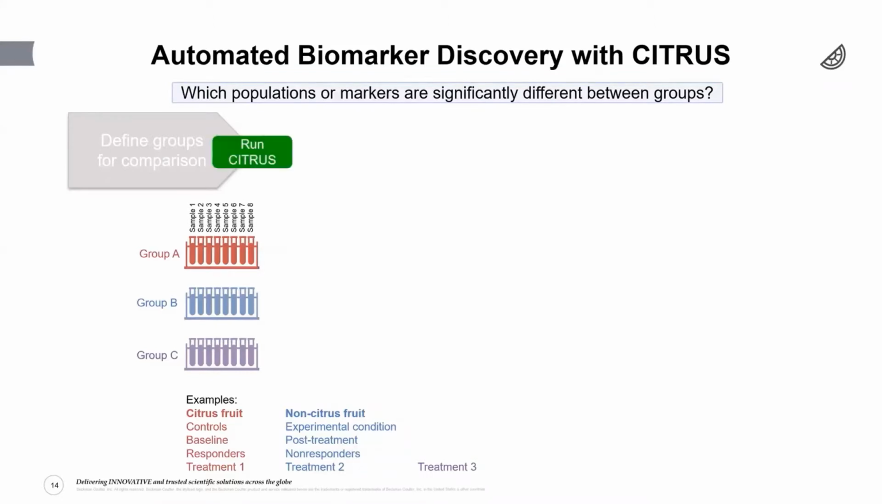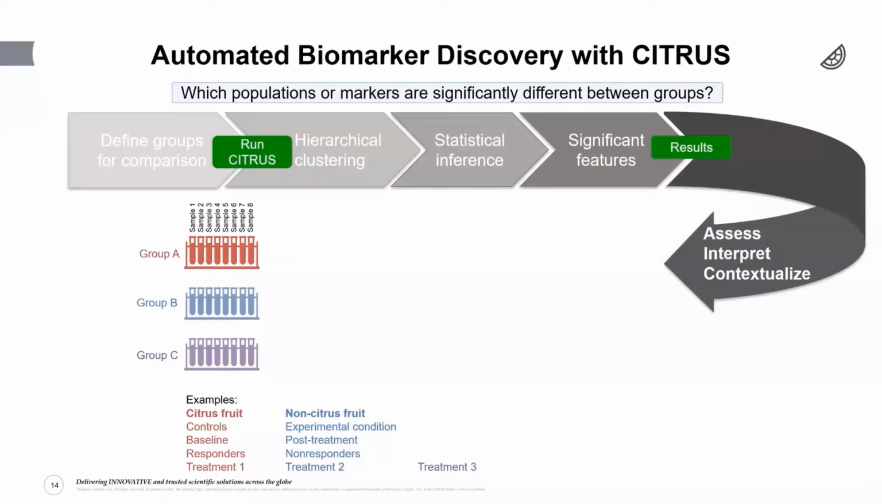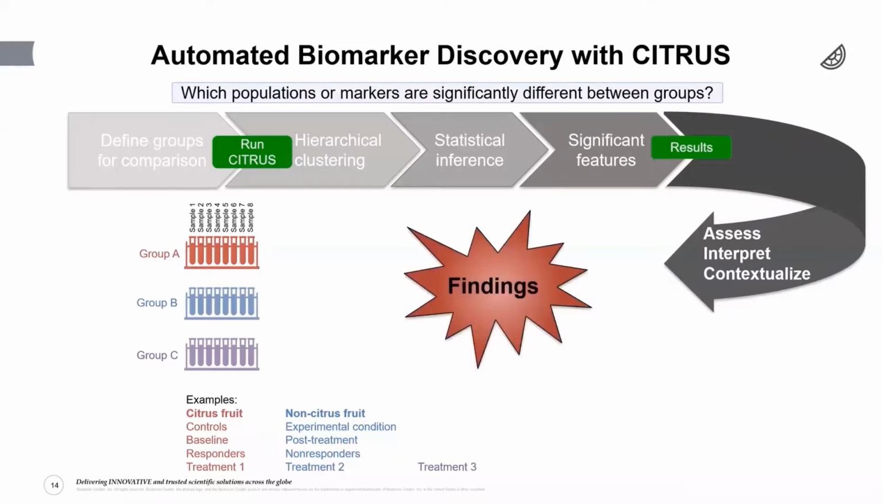Along with some other basic settings, then you will run Citrus, and Citrus will perform hierarchical clustering to identify cell populations, and then compare the clusters by group. Statistical testing will result in lists of significant features. The user then takes these results and needs to assess them for validity and interpret them within the context of your experiment. Then you can report your findings.